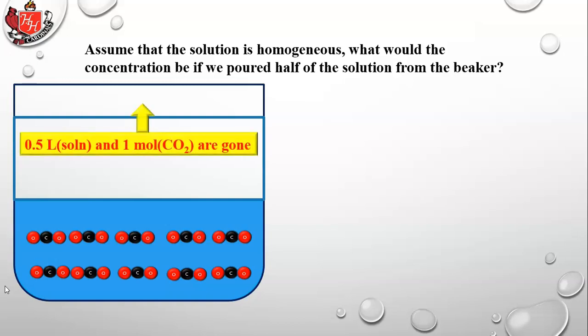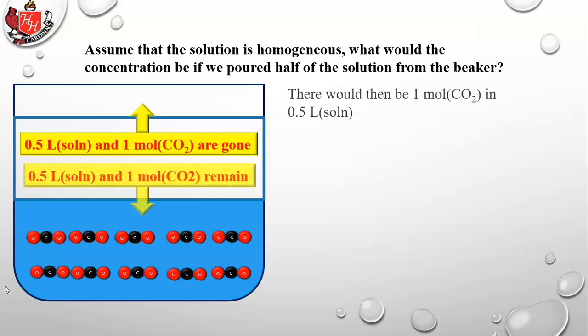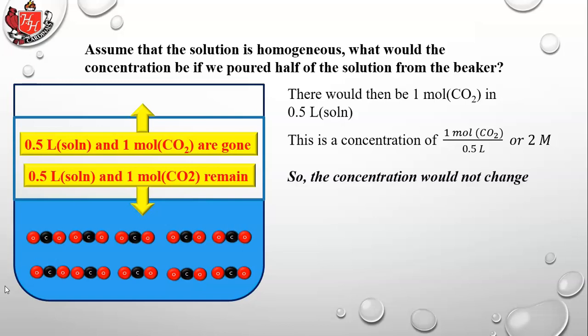Well, half the solution we poured out, so that's the blank area up above, and you also poured out 1 mole of CO2. That's gone. There would still be then 1 mole of CO2 and half a liter of solution left. So to do the calculation, this is a concentration of 1 mole of CO2 over half a liter of solution, or 2 molar. So the concentration would not change.